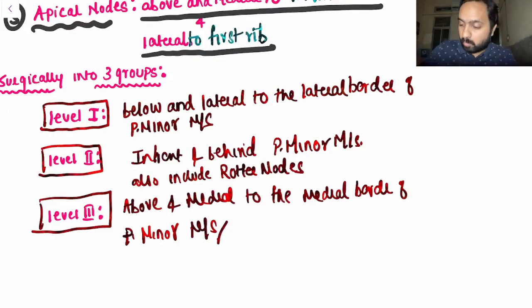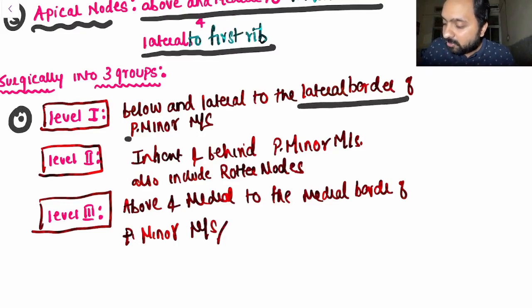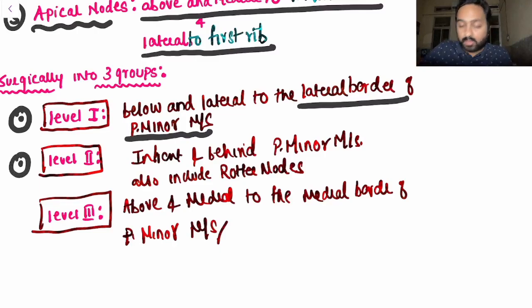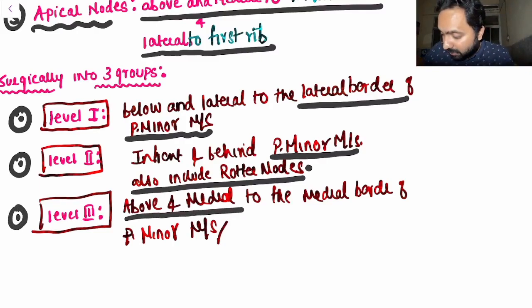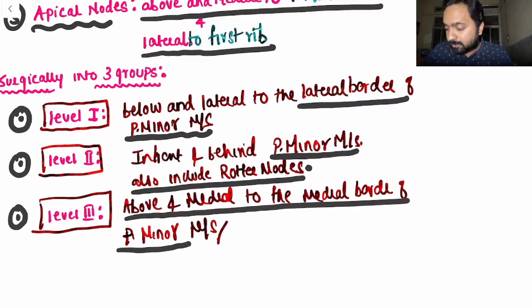So these are your various groups of lymph nodes, and they are divided surgically into the 3 groups, which are level 1. So what are your level 1 group of lymph node? So these are below and lateral to the lateral border of your pectoralis minor. Level 2, they are in front and behind the pectoralis minor muscle, which also include your Rotter nodes. Then we have your level 3, which is above and medial to the medial border of pectoralis minor muscles.